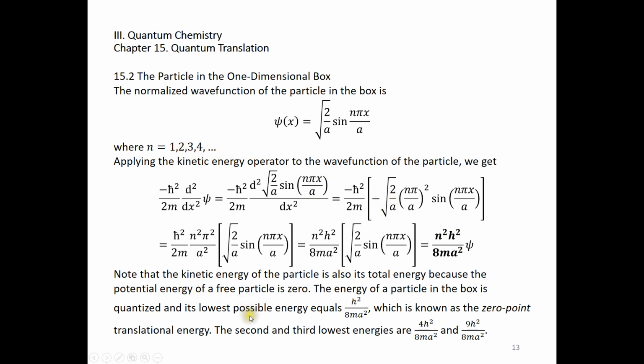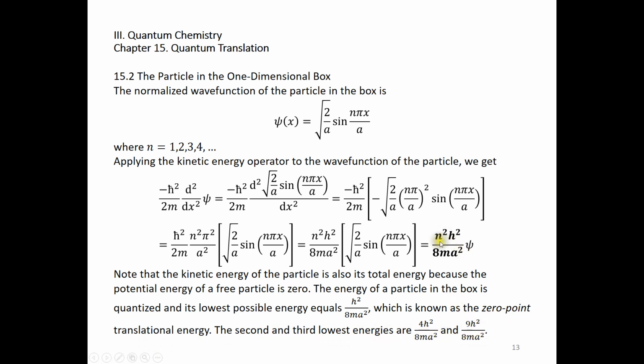The smallest possible energy of the particle is h squared over 8ma squared when n is 1. Because this is the lowest possible energy, we call that the zero point translational energy. It's just the naming. The lowest possible energy is the zero point energy. The second and third lowest energies are 4h squared over 8ma squared and 9h squared over 8ma squared.